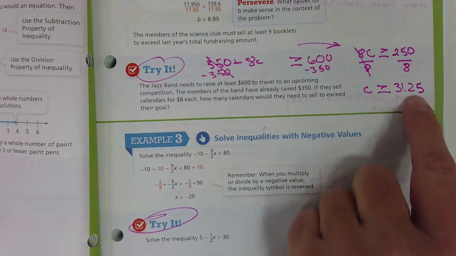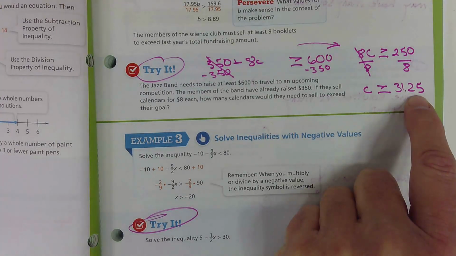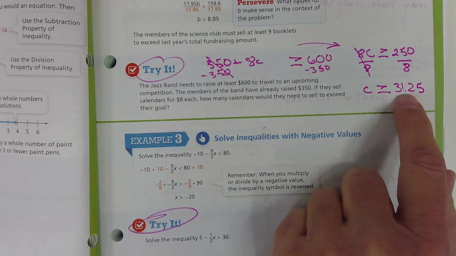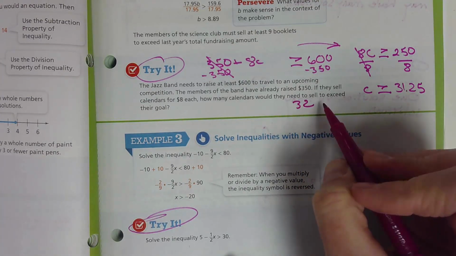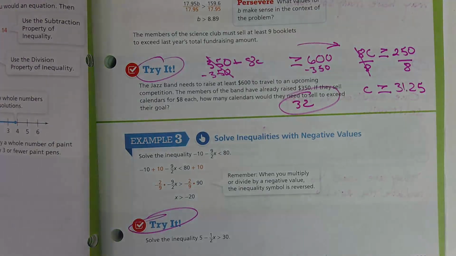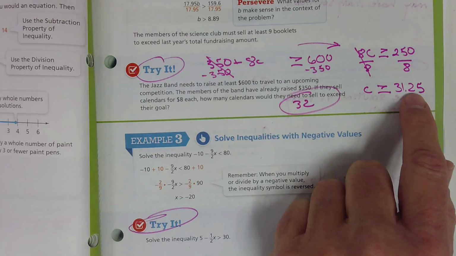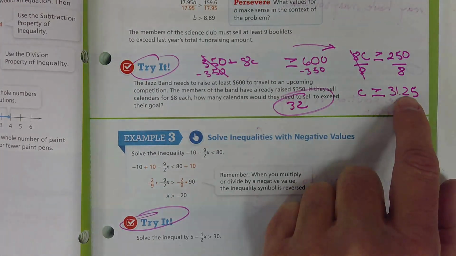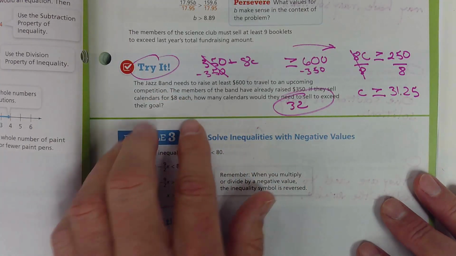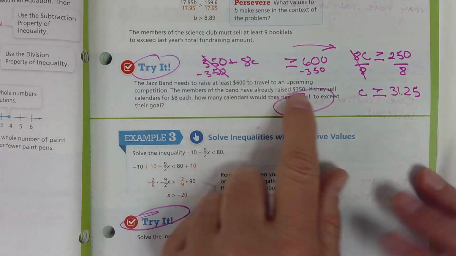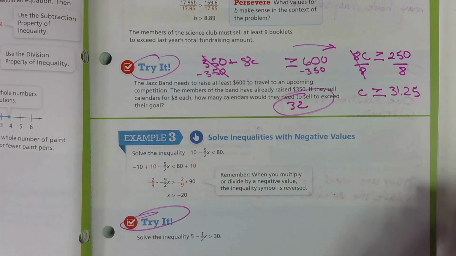31.25. Are they going to sell a quarter of a calendar? Like tear out 75% of it and say, there you go. Oh, so how many calendars do they have to sell? It's going to be 32. Okay? That makes sense to you guys? Because you're going to come up with some problems that are going to be in a fraction or a decimal, and you need to think about the problem and decide if that's applicable or not.